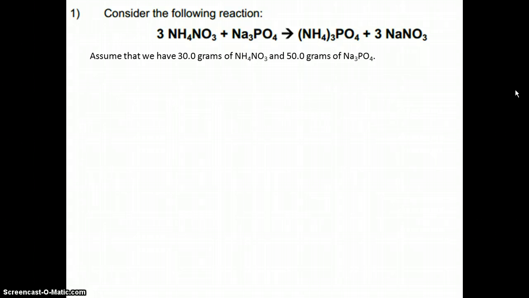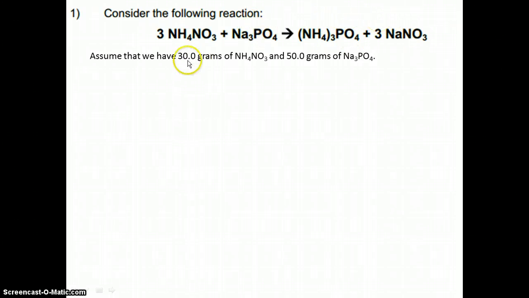There's lots of different questions I can ask you, and I'll go through each type. So, consider this reaction where we have 3 moles of ammonium nitrate reacting with 1 mole of sodium phosphate to make 1 mole of ammonium phosphate and 3 moles of sodium nitrate. Think of this as just like a recipe for your favorite food. We got the 2 ingredients and they give us the 2 products.